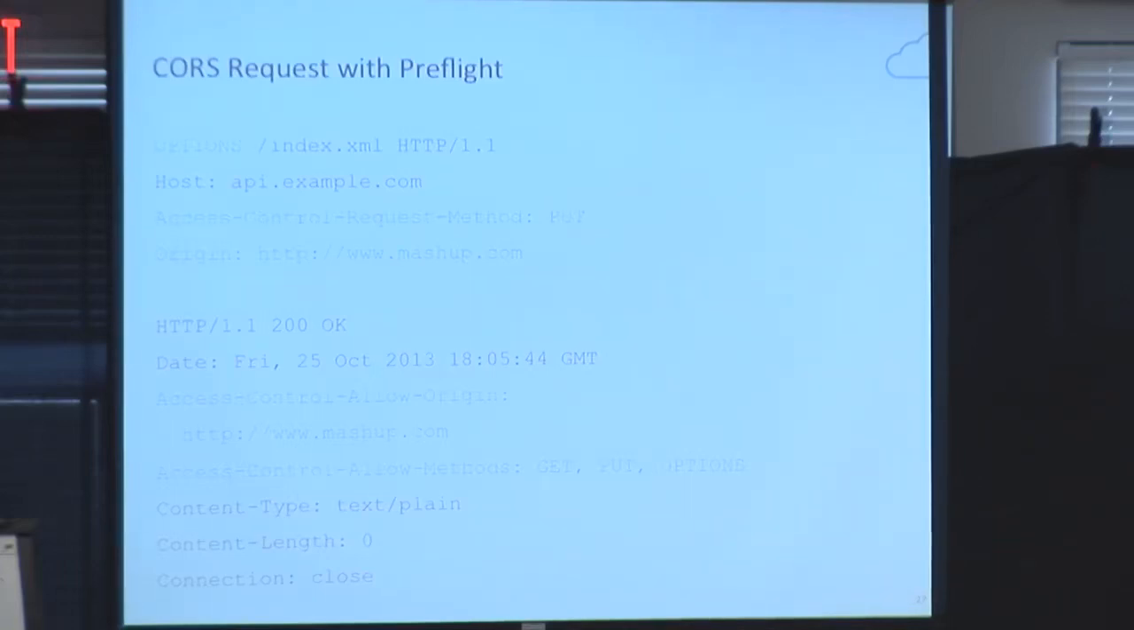And then the server responds and says, yes, you're allowed to access this endpoint cross-origin. Here are the methods you're allowed to use. And then the browser will make a second request, the actual request with the put method, and then get the data back in the response and expose it to the script layer.